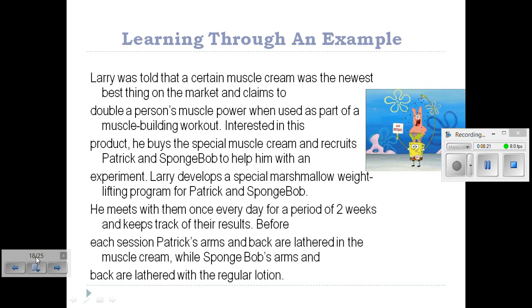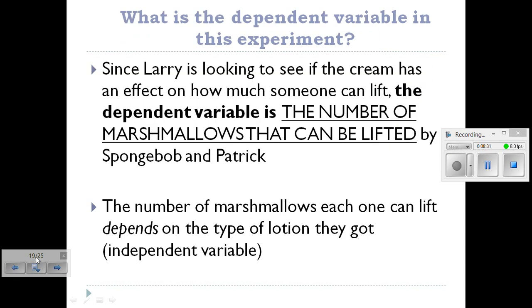Now, as we mentioned, the independent variable refers to the lotion, which is the cause. The effect of this, or dependent variable in this case, would be the number of marshmallows that can be lifted, because Larry is looking to see if the cream has an effect on the ability to lift. So, again, the dependent variable would refer to the number of marshmallows that can be lifted. The number of marshmallows each one can lift depends on the type of lotion they got, the lotion they got being the independent variable.